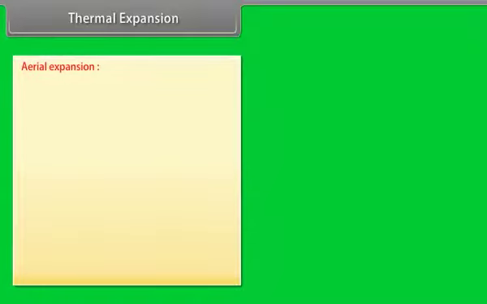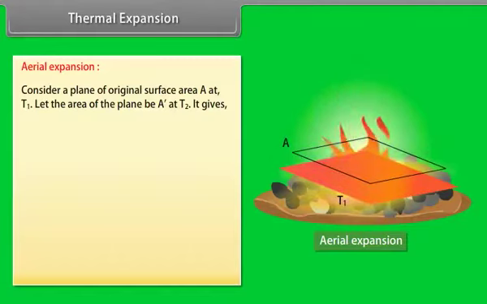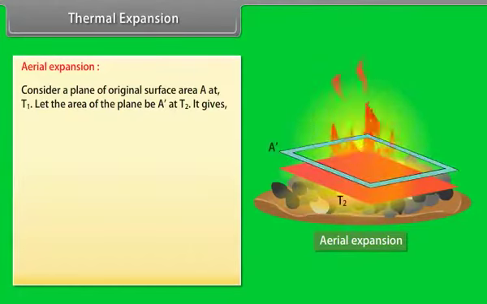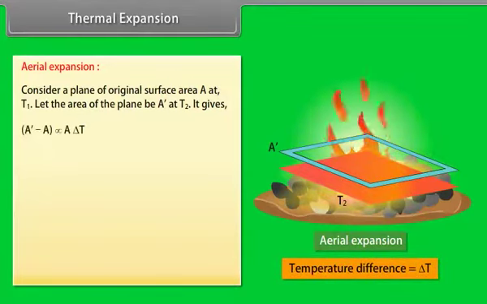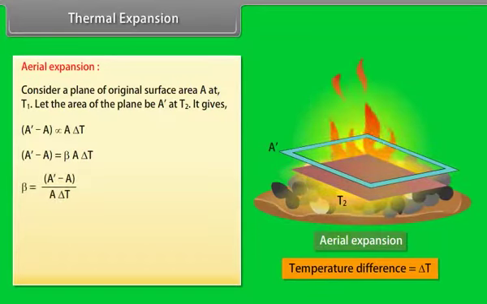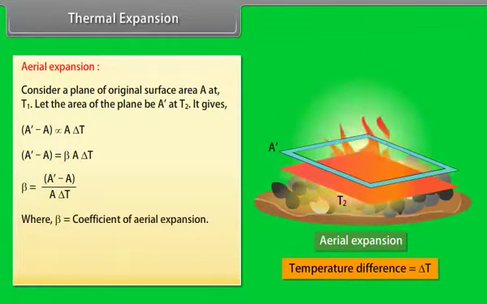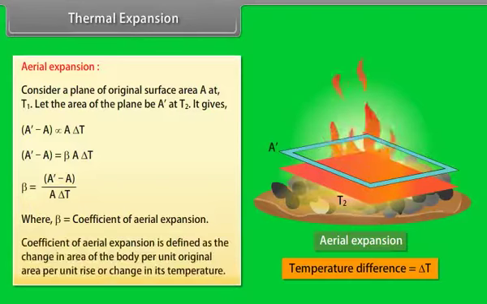Aerial expansion. Consider a plane of original surface area A at temperature T1. Let the area of the plane be A dash at temperature T2. It gives A dash minus A is directly proportional to A delta T, or A dash minus A is equal to beta A delta T. The value of beta is equal to (A dash minus A) upon A delta T, where beta is the coefficient of aerial expansion. Coefficient of aerial expansion is defined as the change in the area of the body per unit original area per unit rise or change in its temperature.